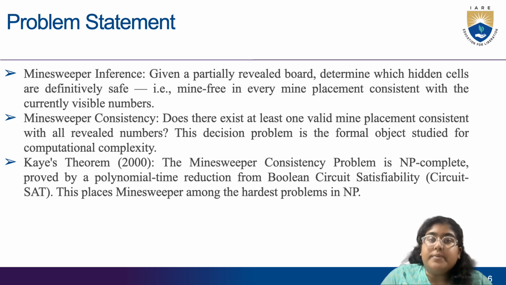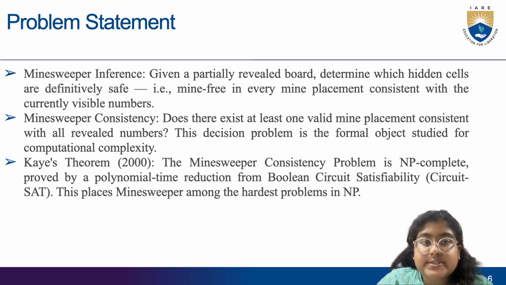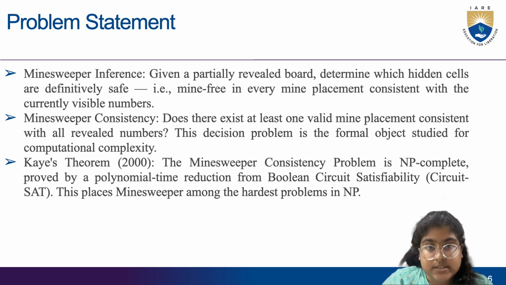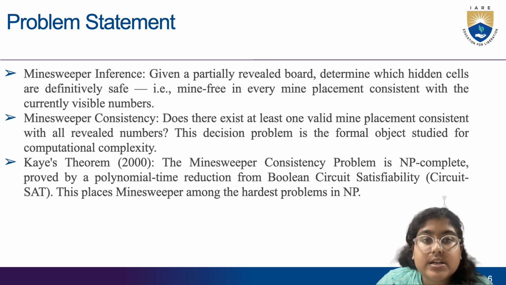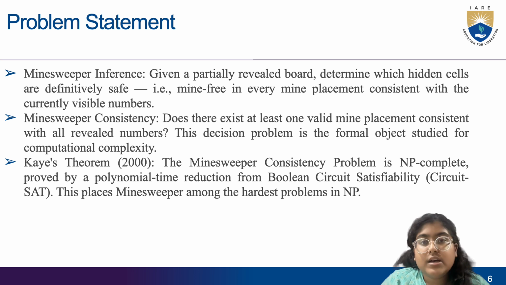We can define two main problems. First, Minesweeper inference, identifying which cells are definitely safe. Second, Minesweeper consistency, checking if a valid configuration of mines exists. These problems can be formalized mathematically using constraints. Each numbered cell creates a constraint on its neighbors. For example, if a cell shows 2, then exactly 2 of its neighbor cells must be mines. This transforms the game into a constraint satisfaction problem.